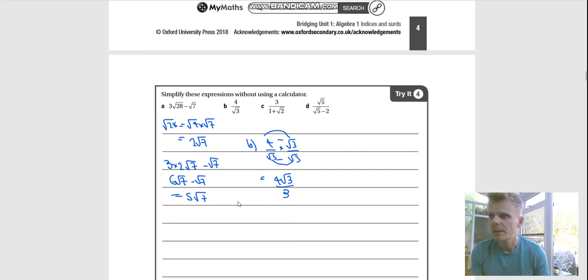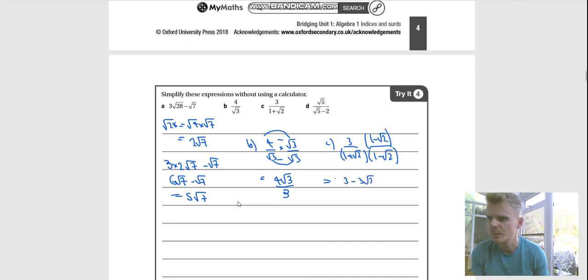C is a little bit trickier, so we need to use what's called the conjugate, and it creates an expression you might be familiar with called the difference of two squares. We need to rationalise this, we need to get rid of the 1 plus root 2. The only way to do it is to multiply 1 plus root 2 by 1 minus root 2, and we have to do that to the top and the bottom. So let's see what that creates. We multiply the numerator first: 3 times 1 minus root 2 gives us 3 minus 3 root 2.